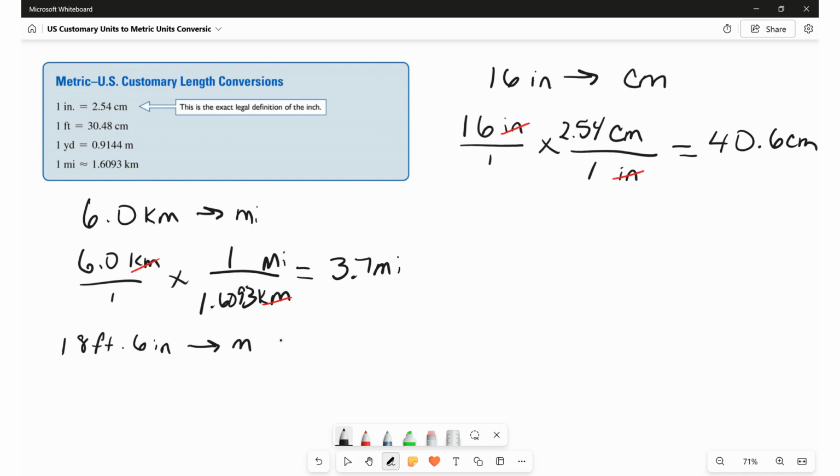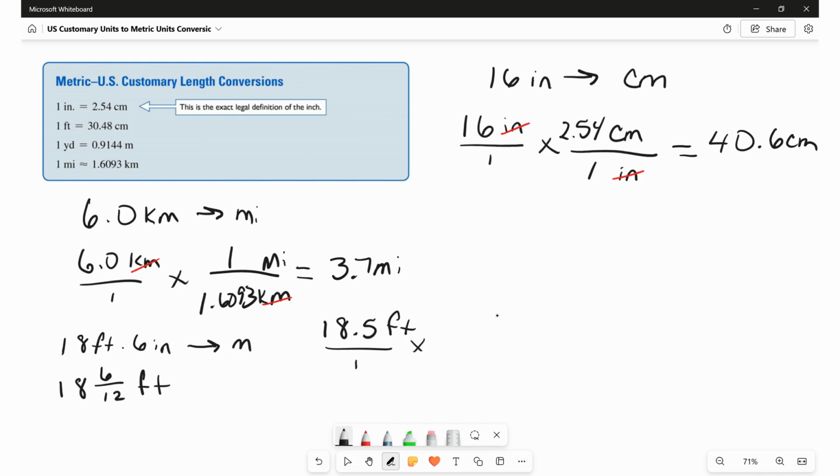So the better way to do this is going to be to take this 18 feet, 6 inches and convert it first into just feet. Well, we know that there are 12 inches in every foot. So this ends up being 18 and 6 over 12 feet. And we can take that fraction and put it into our calculator and get that this ends up being 18.5 feet.